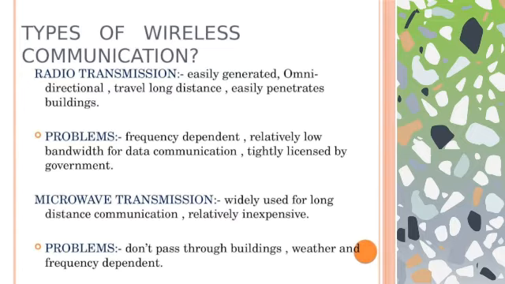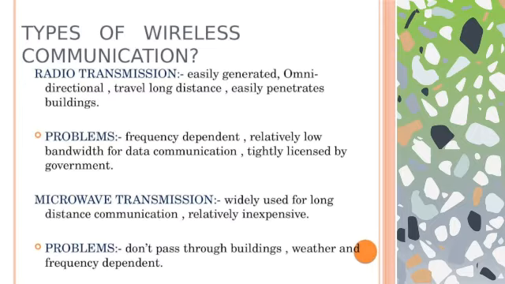It travels for long distance and it easily penetrates the building. What are the problems we are facing while going for that radio transmission? It is fully frequency dependent and it is relatively low bandwidth for data communication and it is tightly licensed by the government.